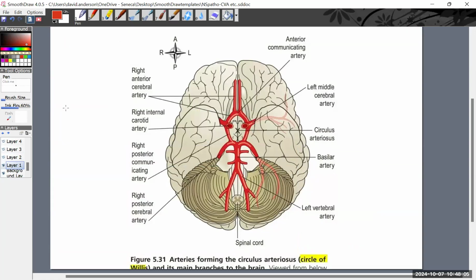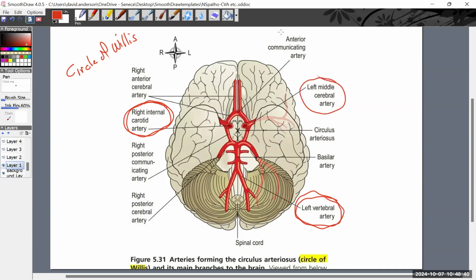And so here we have a picture of the circle of Willis. This represents the vertebral artery posterior to the right internal carotid. The opening of this blood vessel represents the right internal carotid artery. You can see that there's a right one and there's a left one. Coming off the internal carotid, we've got our middle cerebral artery, and we've got our anterior cerebral arteries.